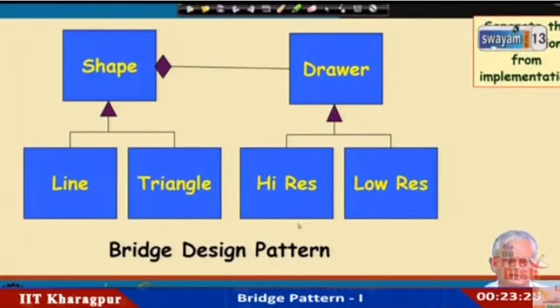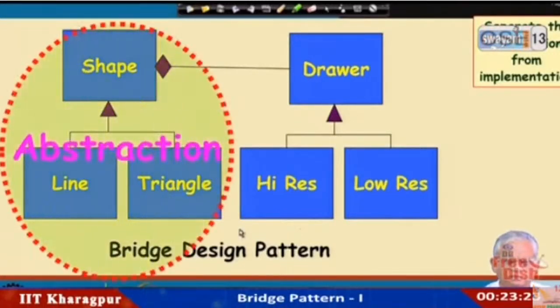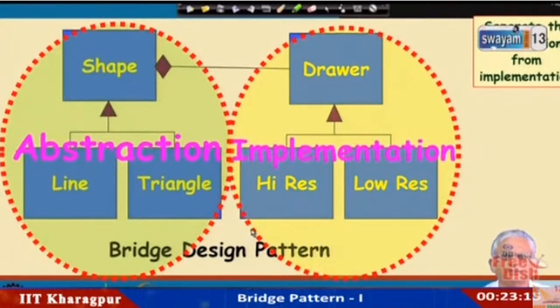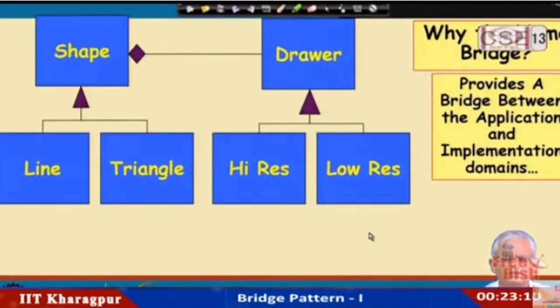Other hierarchy. So this side, the left side, is the abstraction hierarchy, and the right side is the implementation hierarchy. But then why is the name bridge given to this pattern? The name bridge is given because this pattern provides a bridge between the abstraction hierarchy and the implementation hierarchy.